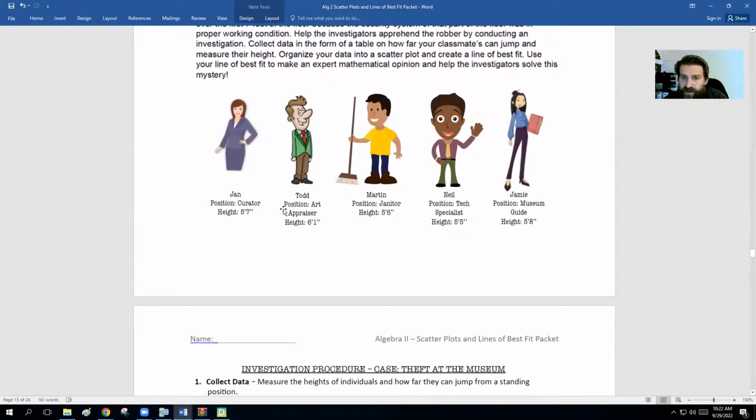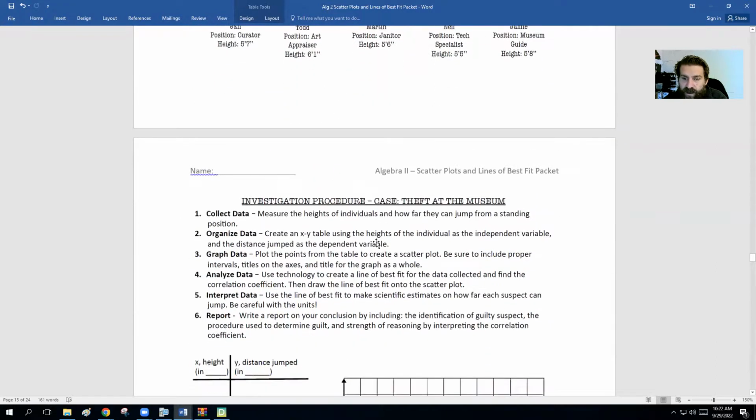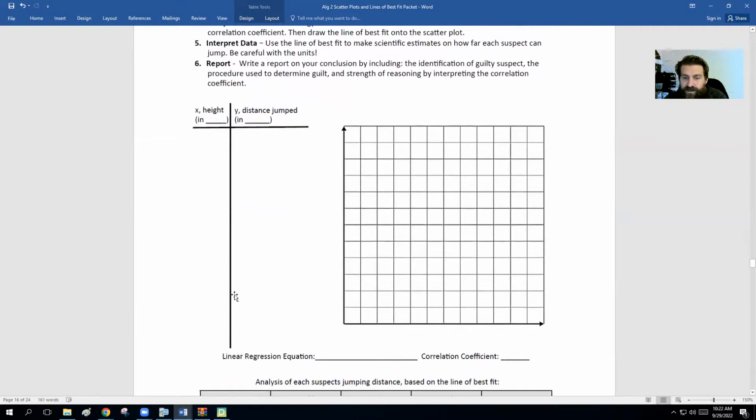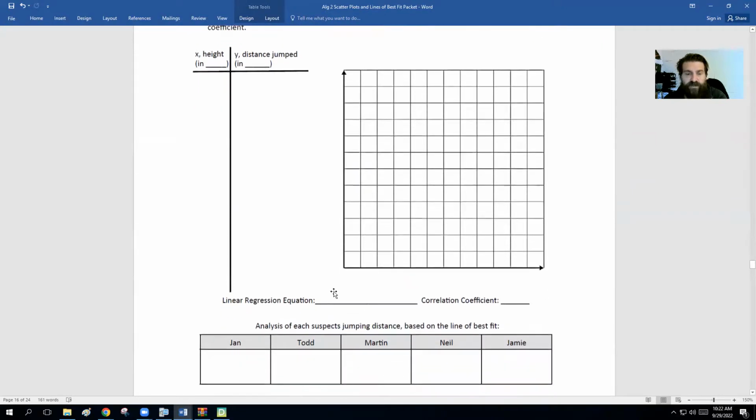Well, obviously we don't know these people, so we can't have them jump, but what we're going to do is collect our own data here. You guys are going to measure each other's height. I will have some tape measures up. You're going to measure your height, and then we're going to measure how far each person can jump. We're going to work as a class together and gather that information. We're then going to plot that information onto our chart here and try to find a linear regression, to predict how far each person jumps based off their height.